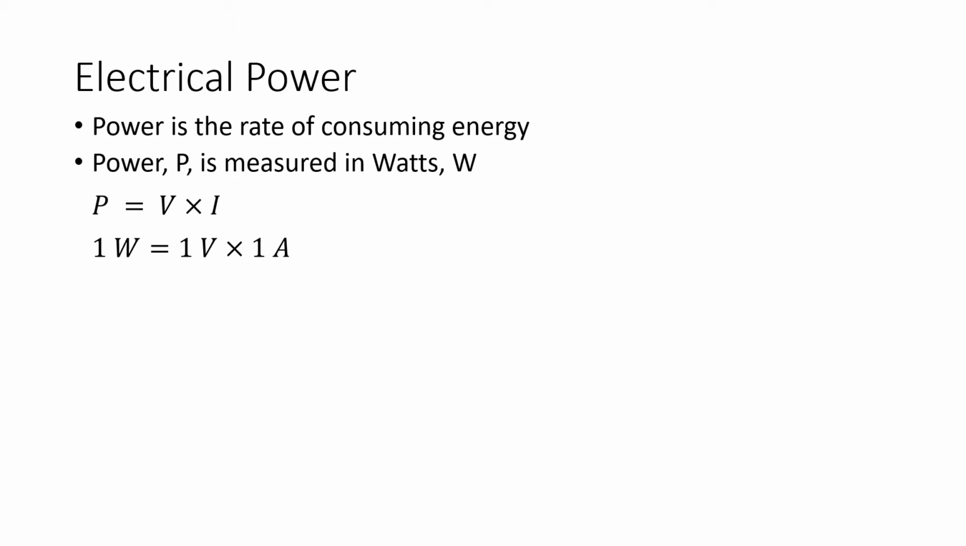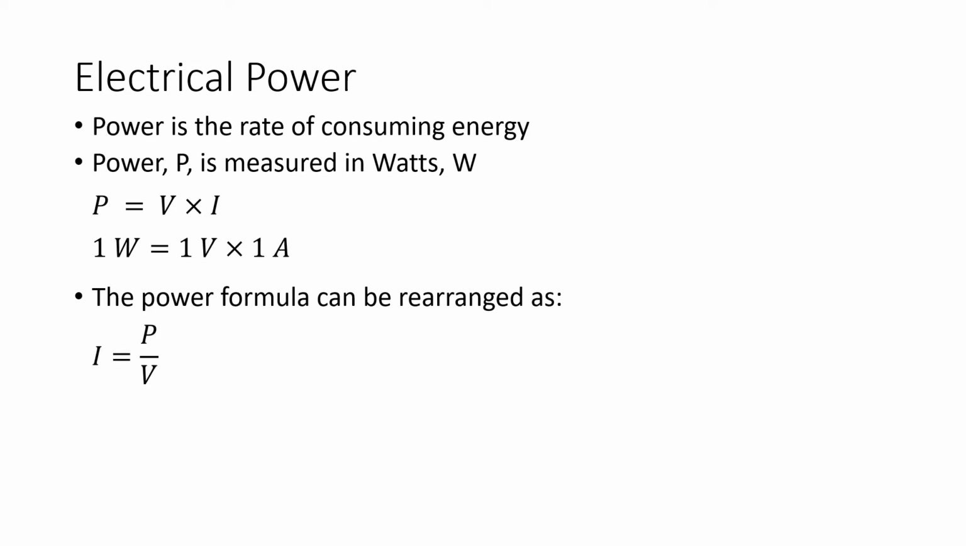1 watt of power is dissipated when 1 volt of potential difference exists across an element or device and 1 amp of current flows through that element or device. Now, the fundamental power formula can be rearranged as I equals P over V and V equals P over I.